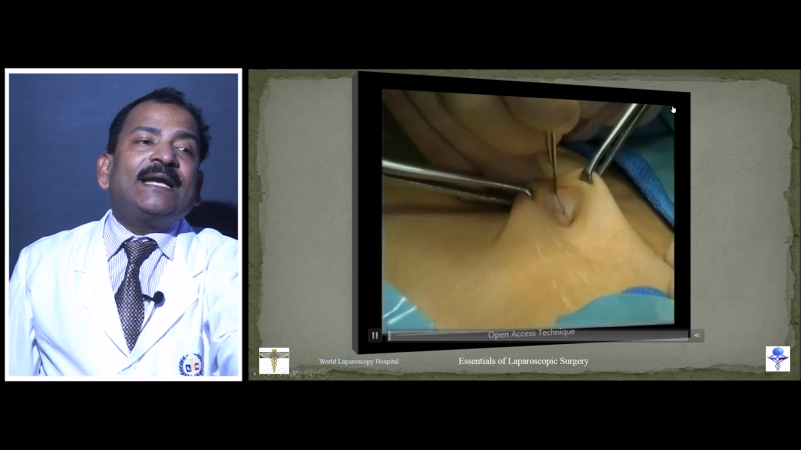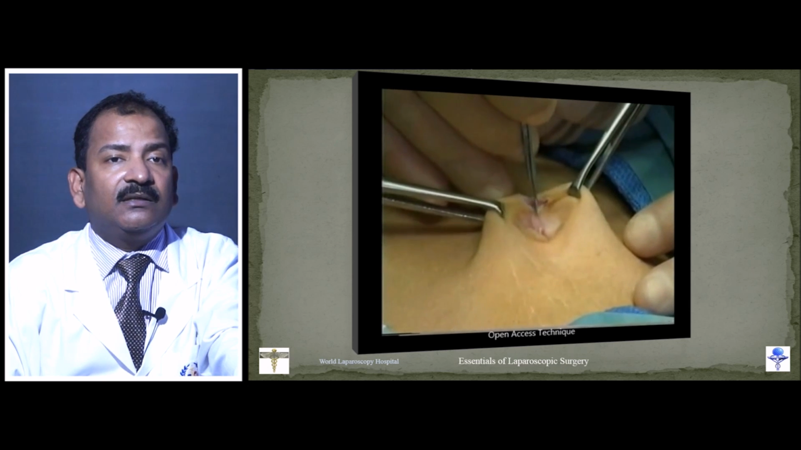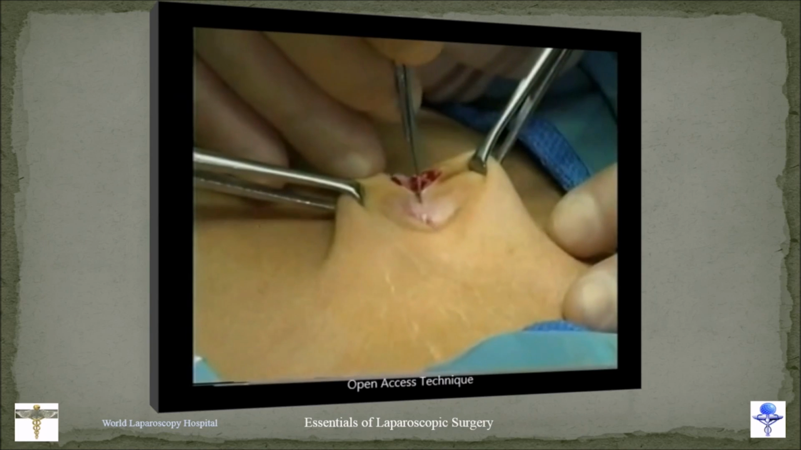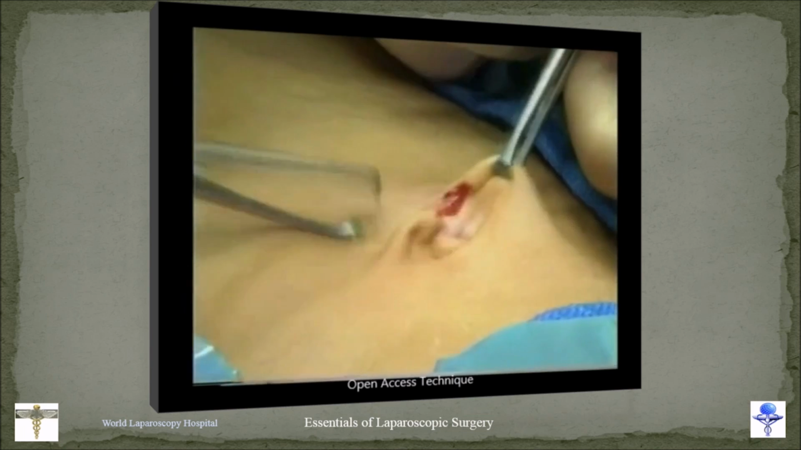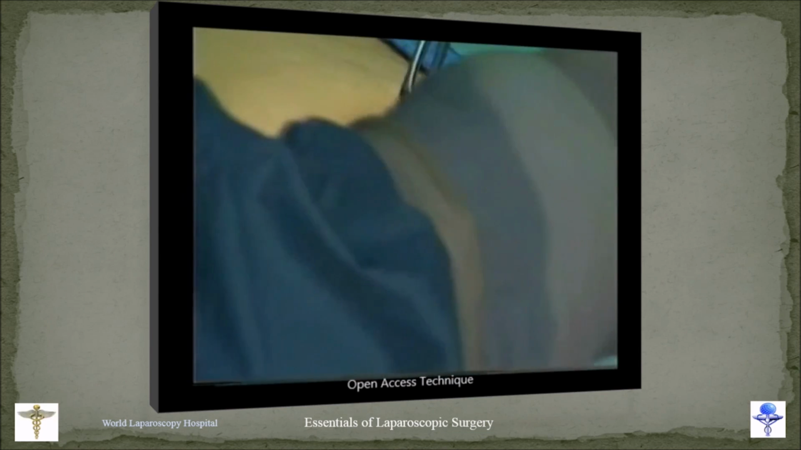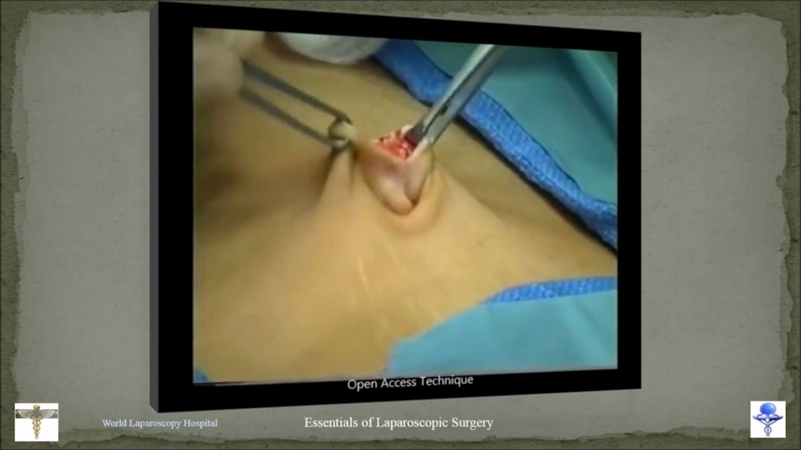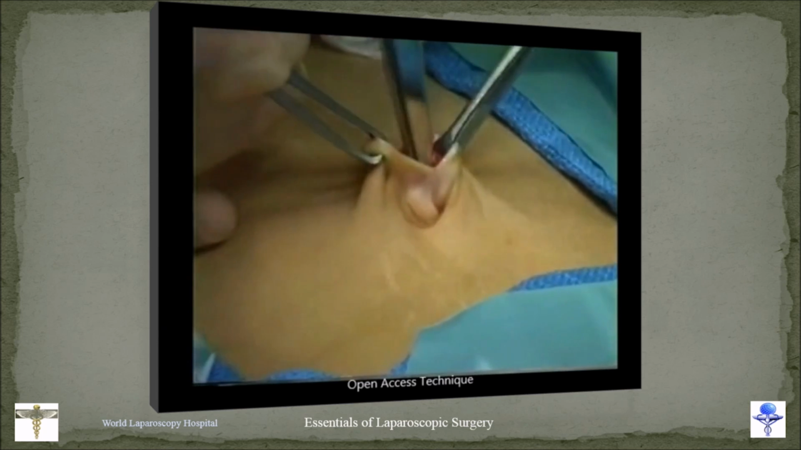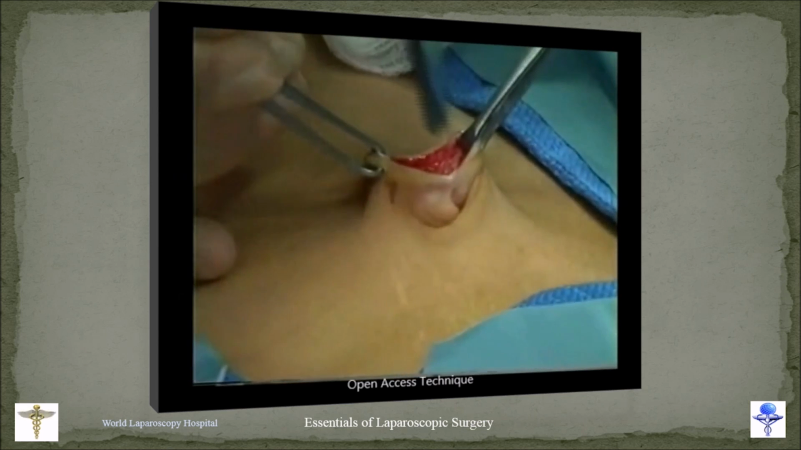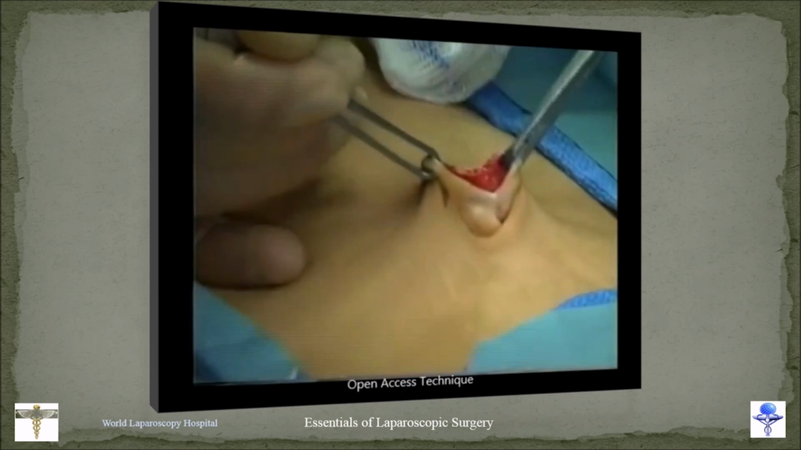This is a modified Hassan technique where the skin incision is given longitudinally below the umbilicus. After the longitudinal skin incision, you can clear the fat with a gauze piece, separate the fascia with scissors by opening the jaw, and then hold the rectus with a Kocher.